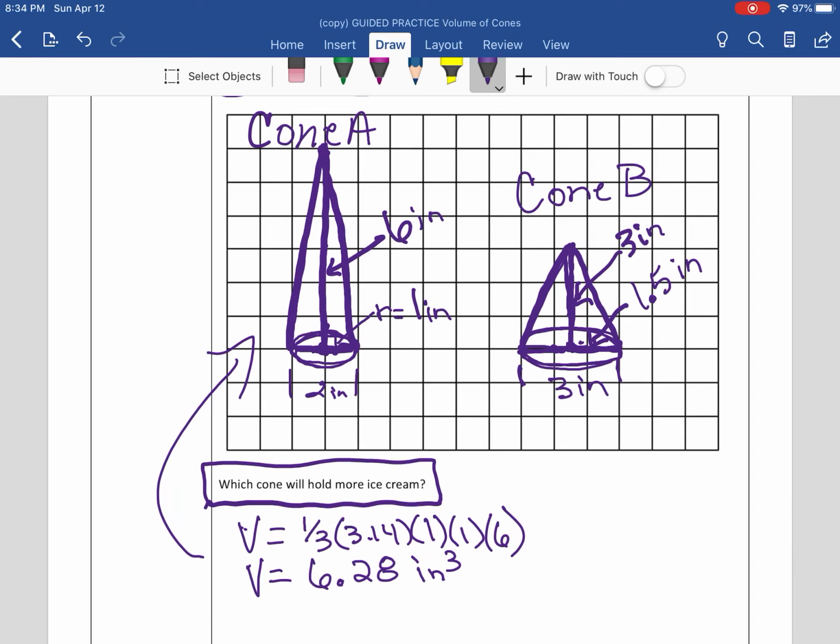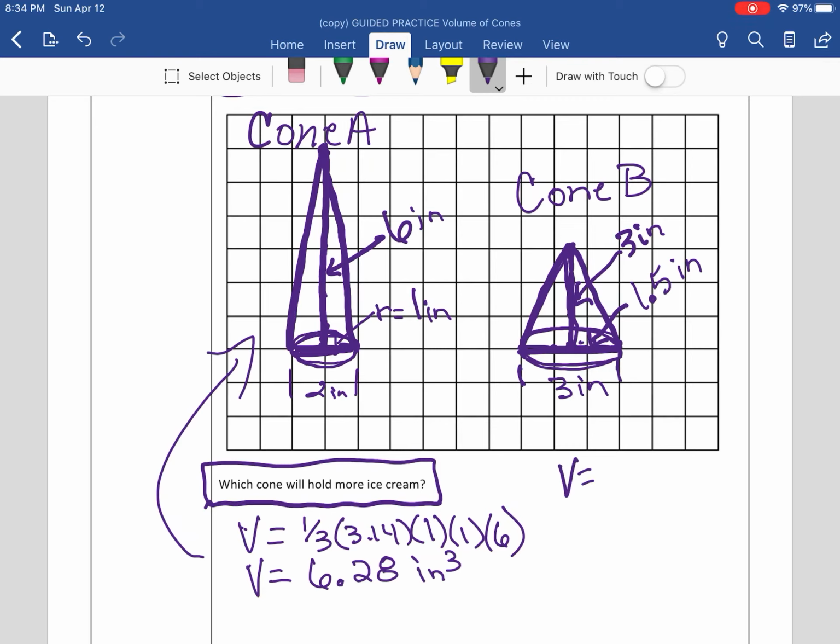No change in your answers. So now who thinks that's going to hold more or less than cone B? Remember, you jotted down your guess. Do you think it's cone A or B that's going to hold the most? Because this one only has a diameter of 2. This one has a diameter of 3. But this one is twice as tall. This one is only 3 inches tall.